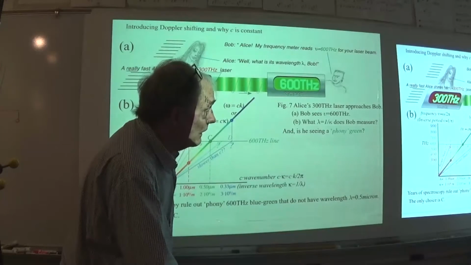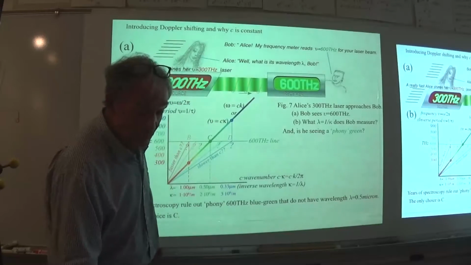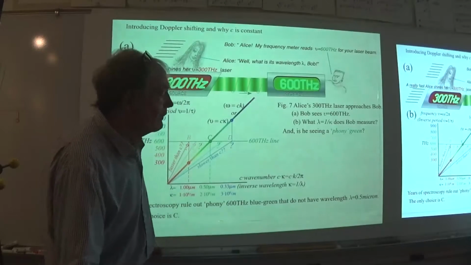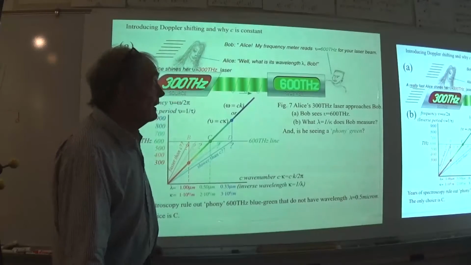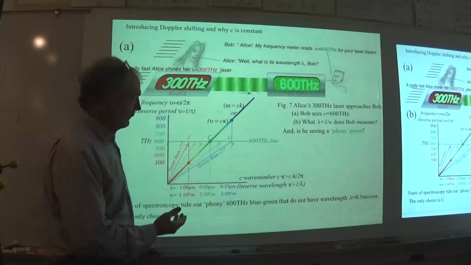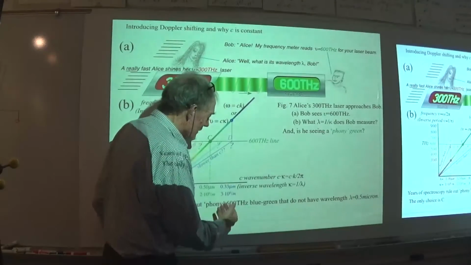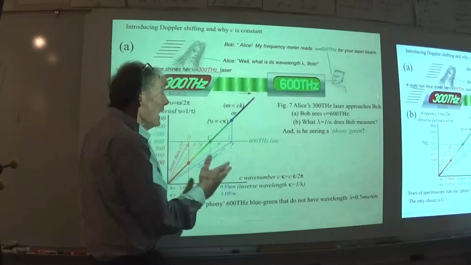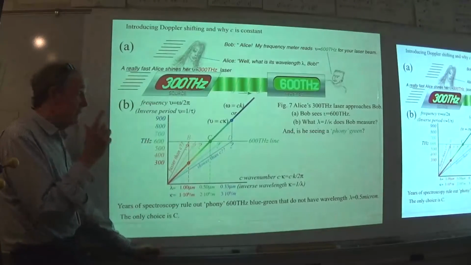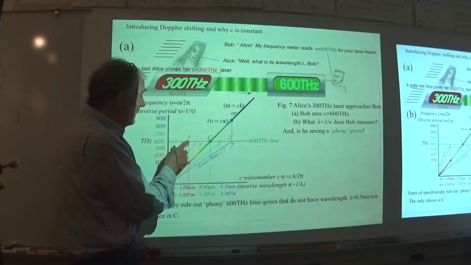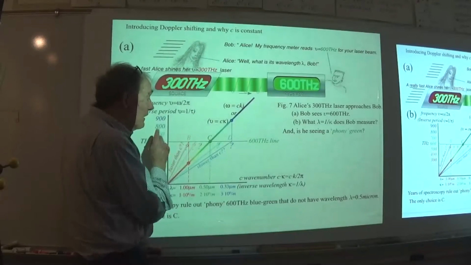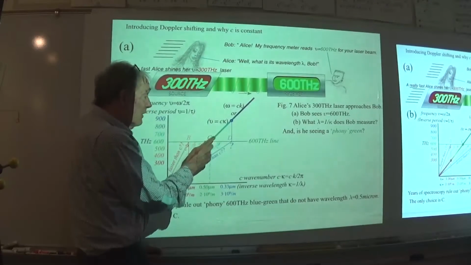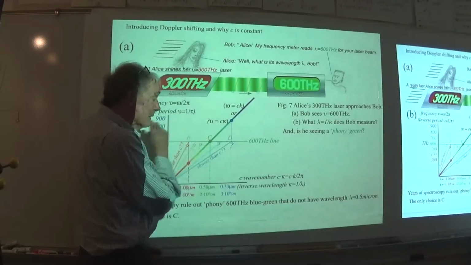The figure there is out of that chapter 0 paper, which I recommend to you as the shortest way to get to this stuff. But anyway, years of spectroscopy rule out a phony 600 terahertz like B or D. And in so doing, it's saying that that green had better have the same speed as any light, but in particular it ought to be this choice right here.